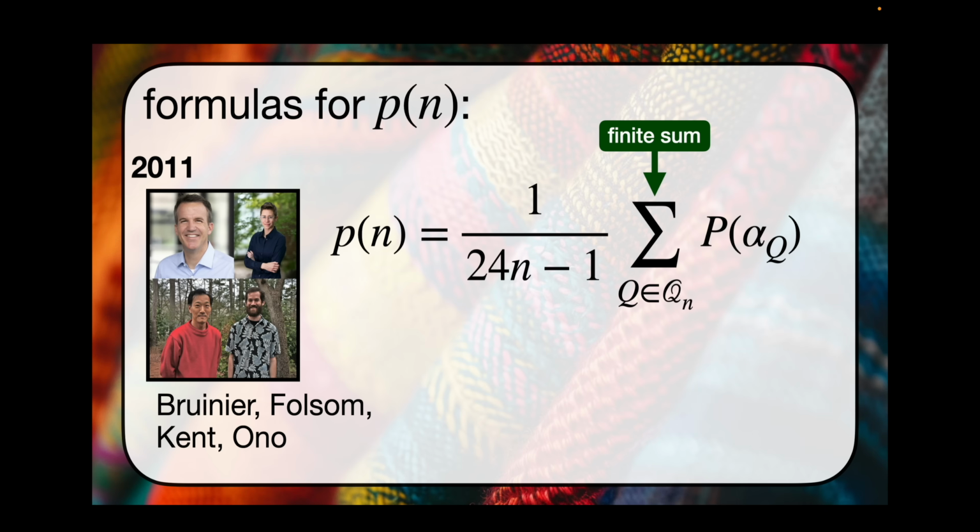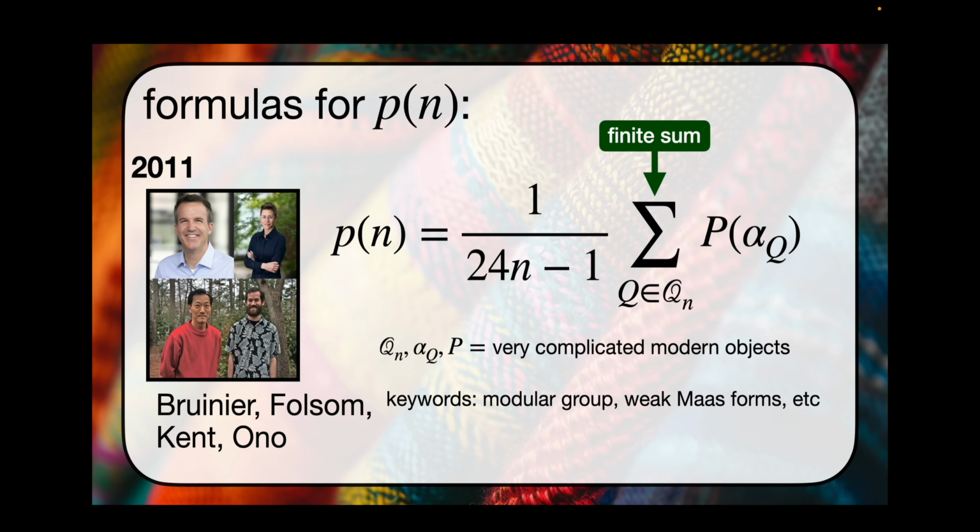That being said, it is a finite sum, which makes it a little bit nicer from a philosophical point of view than the infinite sum that we saw before. And I'll just say that these Q of n, A of Q, and P are very complicated modern objects. And if you want to look into this more, here are some keywords. You want to look for this thing called the modular group, weak Maass forms, and etc. So this comes from a part of number theory known as the study of modular forms and some sort of weakening of the notion of a modular form.